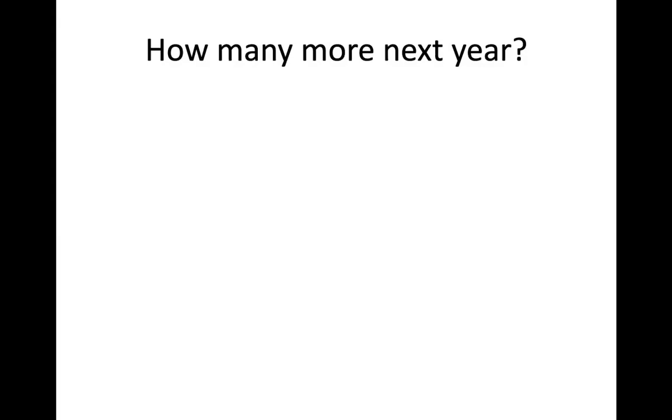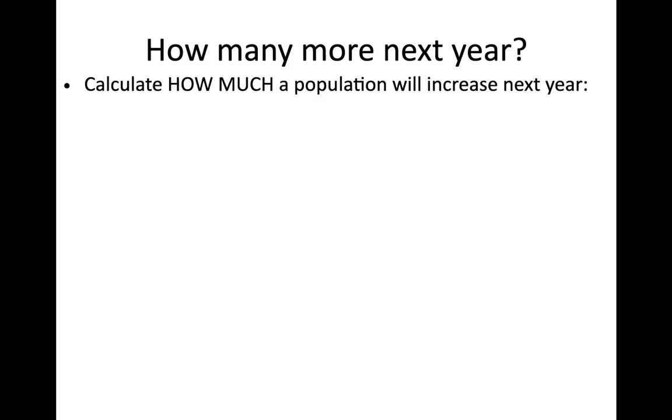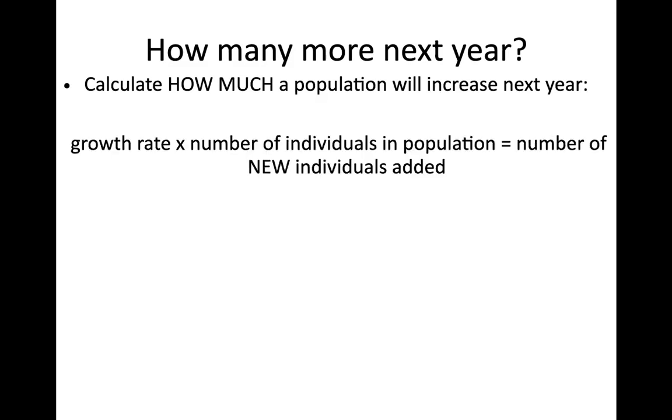So this allows us to predict how many more individuals will be added in future periods of time. So we can calculate how much a population will increase next year. So we take the growth rate times the number of individuals currently in the population. That's going to equal the number of new individuals that will be added in the following year.